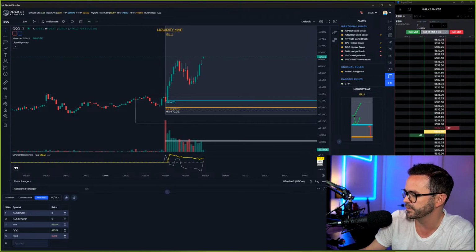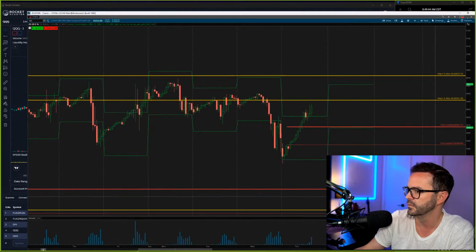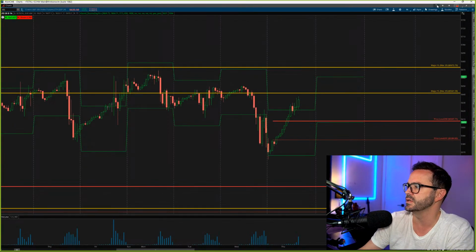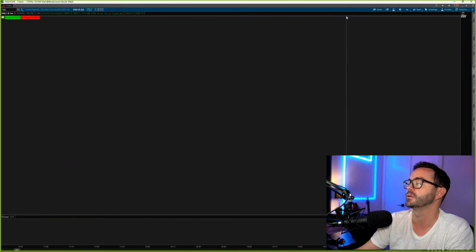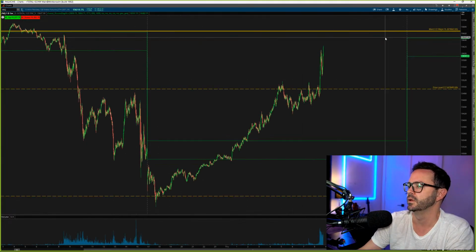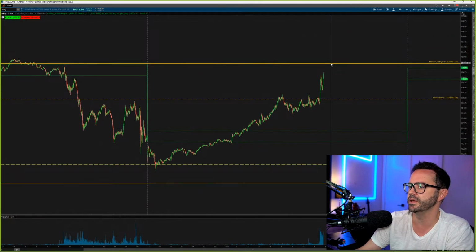VIX, IWM. Let's repeat this in Nasdaq. Russell's continuing to pull back. Nasdaq does have a yellow line right here. That's probably the interaction point today.